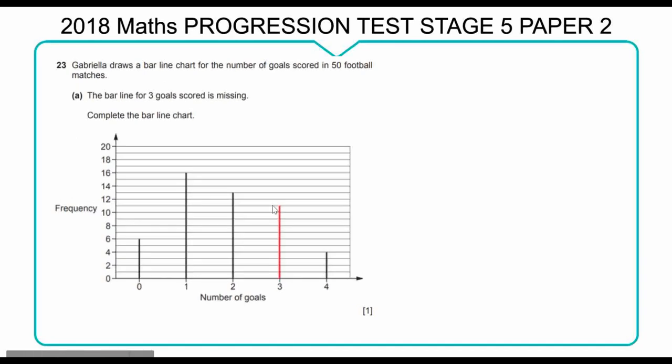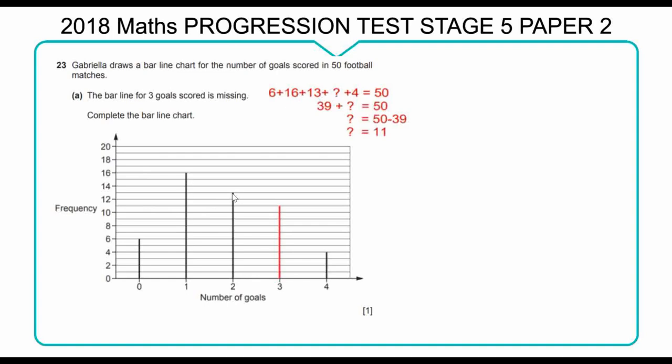Goes to here. This is going to 11. How do we get 11? So 3 goals is 11, the frequency. So first we have the data, 6 and 16, to collect the data, the frequency.